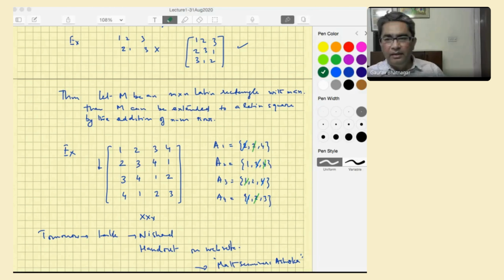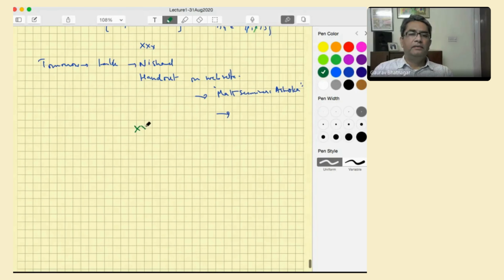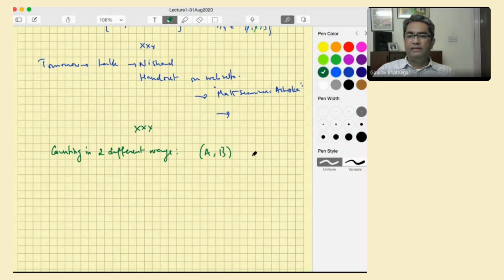Well, counting in two different ways means something, and that's what I meant when I said counting in two different ways. So let me comment on this. When one says counting in two different ways, this we covered on the first day of class. We mean that we count something like this.